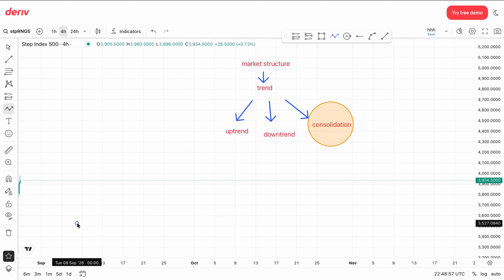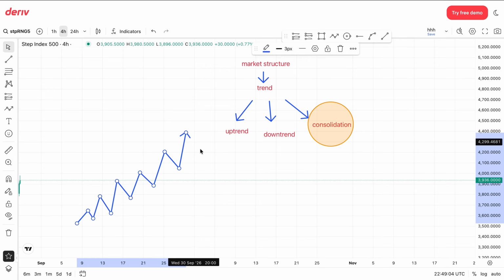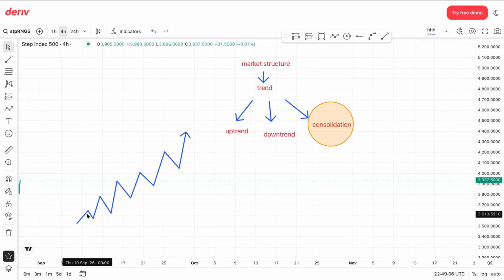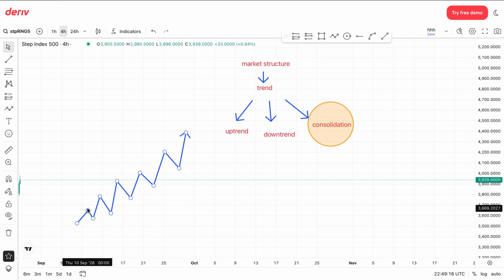Now, what is an uptrend? An uptrend is basically when price is giving you higher highs and higher lows. You can see this high. Let me bring out this arrow. You see this high now, it's higher than this one, and this one is higher than the previous one. So these are higher highs, and then the lows.